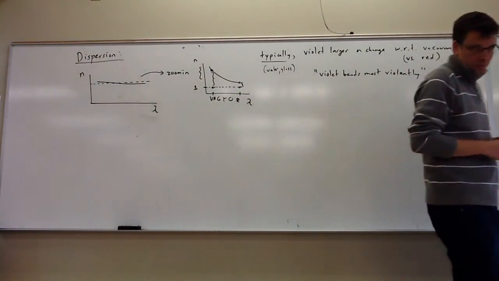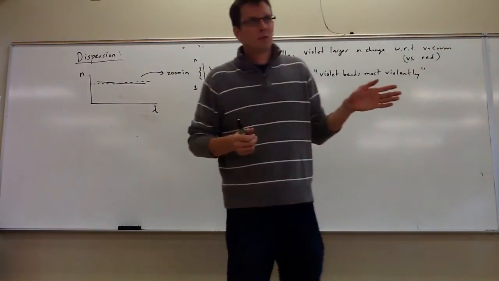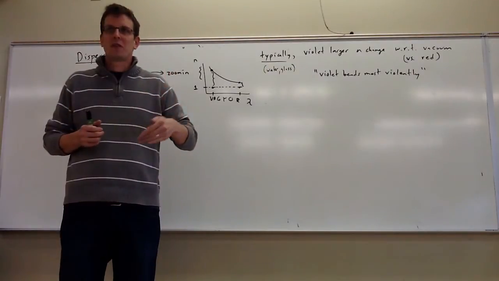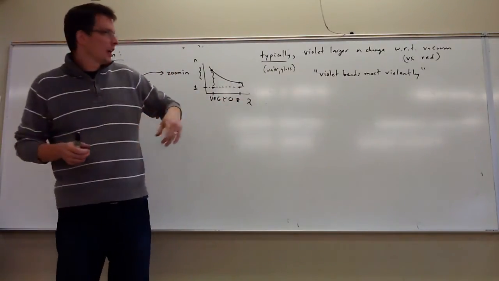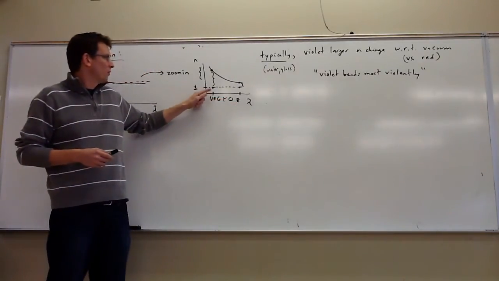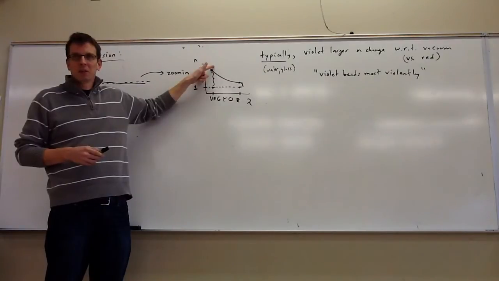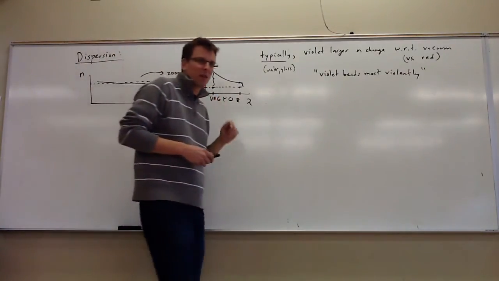So, remember, everything bends toward the normal or away from the normal, depending on how the n value changes, whether you're going into a larger n value or a smaller n value, but violet always does the biggest change, because if you're going from vacuum to material, it'll experience the biggest change. If you're going from the material back to the vacuum, that will also experience the biggest change.